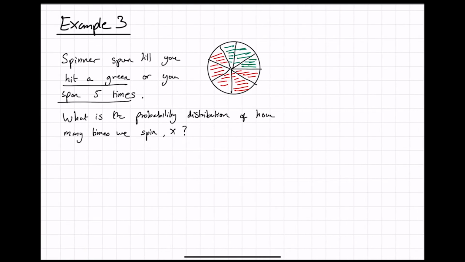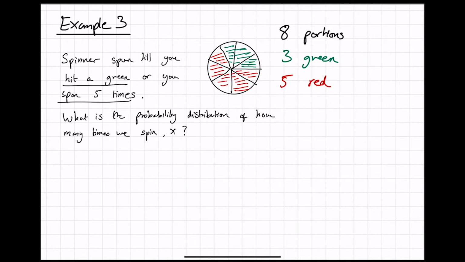Now let's take a look at a third and final example. If you have a spinner and you spin it, we have a spinner here which has 3 green portions, and the rest of them are all red. So how many portions are there? Let's count them. 1, 2, 3, 4, 5, 6, 7, 8. So we have 8 portions, of which 3 are green, and 5 of them appear to be red.